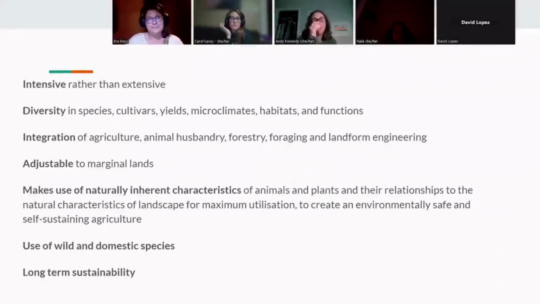A depletion in diversity, a depletion in everything that's connected to diversity. You see bees die off. You see other species not being able to forage the way that they need to, and whatever was clear cut to create that field has been pushed out as well. Exactly. And then the next one after that is adjustable to marginal lands.